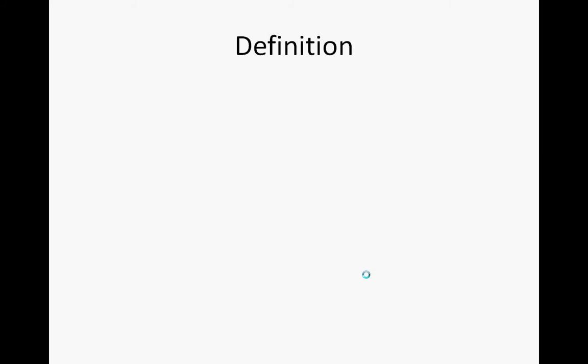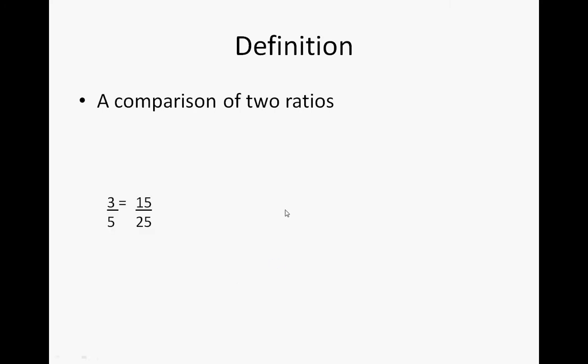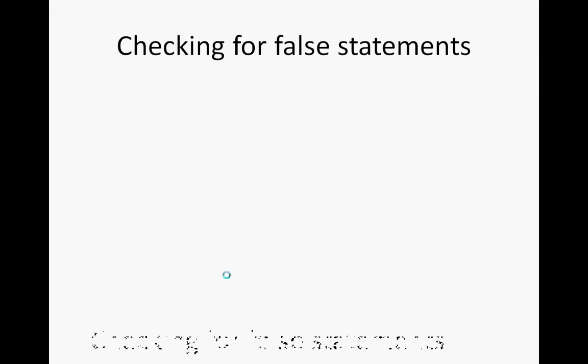First of all, we always start with a definition. The definition of a proportion is just when you compare two ratios, and what you really want is those ratios to be equivalent. So here we have 3/5 equals 15/25, and we can easily see that's true because 15/25 simplifies. And we have 7/21 equals 8/24. Like I said, you want to make sure that your proportions have equal ratios.